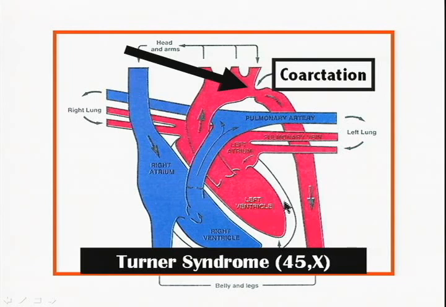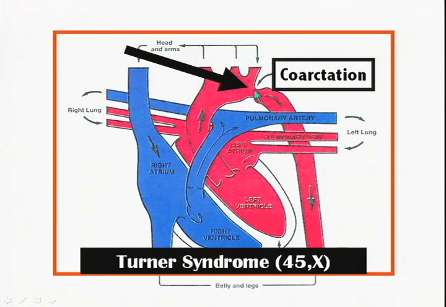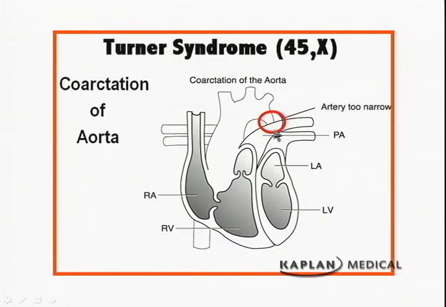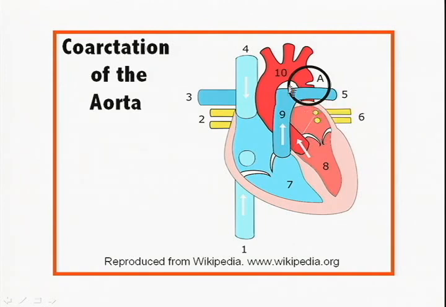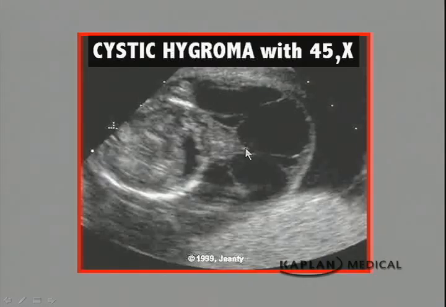Another finding that we will see is coarctation of the aorta, a narrowing of the aorta. And this one happens to be a postductal and is in the descending aorta. Here, it's hidden by the pulmonary artery. Also over here, it is hidden. This increased lymphatic flow, or I should say failure of drainage of the lymphatics, results in a cystic hygroma.